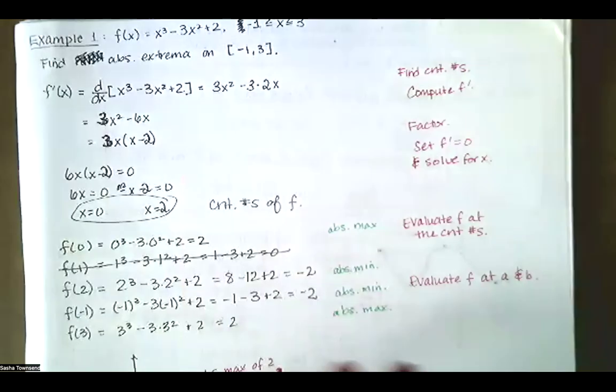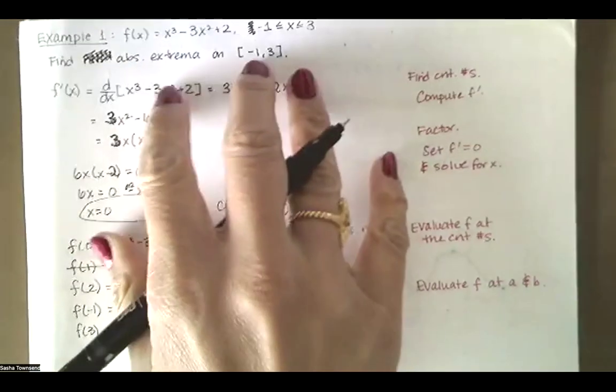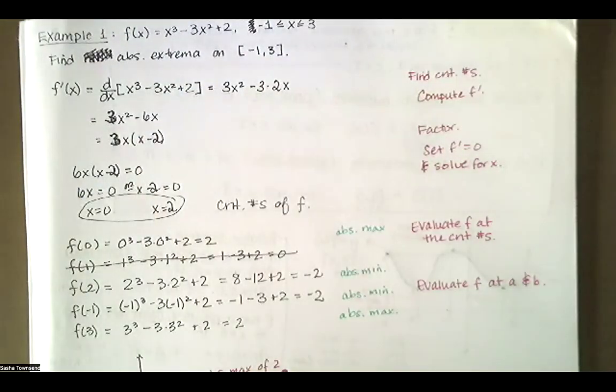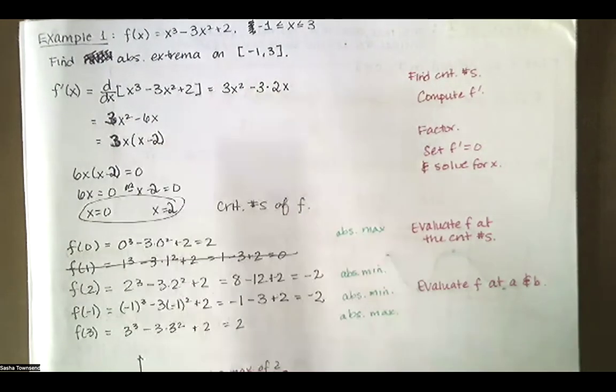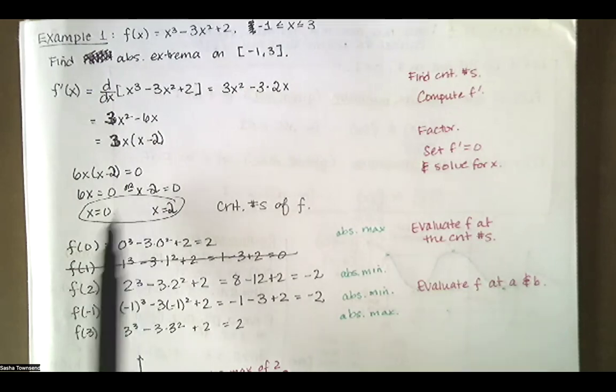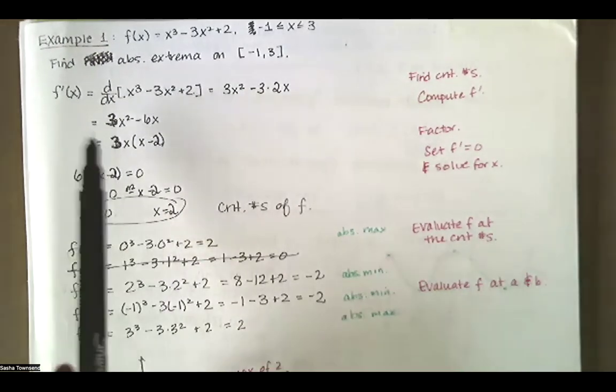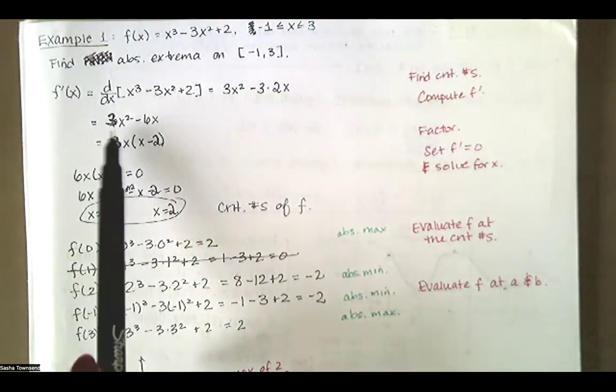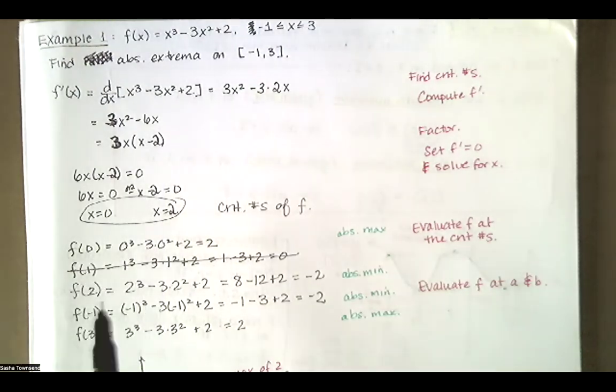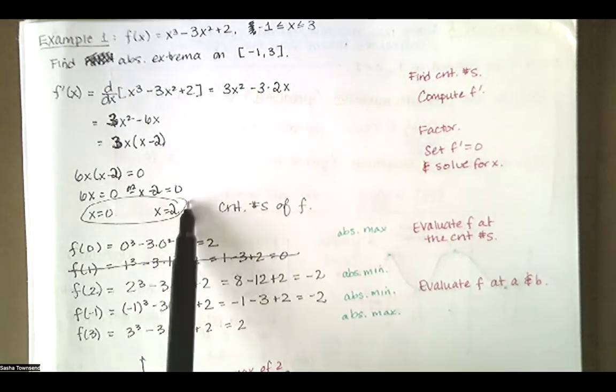We'll talk more about relative extrema later. This is how you can find the absolute max and absolute min of a function on an interval. You find the derivative, you set it equal to 0, and then you solve for x. And then you also look for any x values where the derivative is undefined. Since our derivative is a polynomial, it's well-defined everywhere. The only critical values are these two.